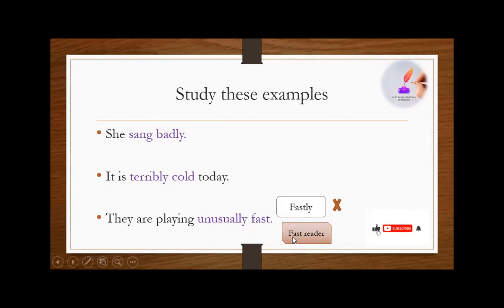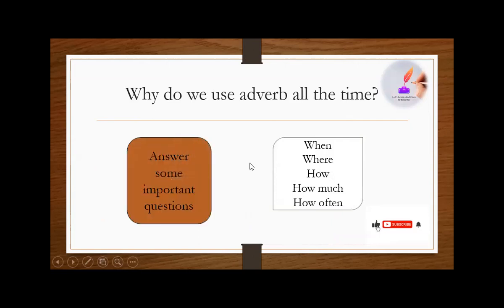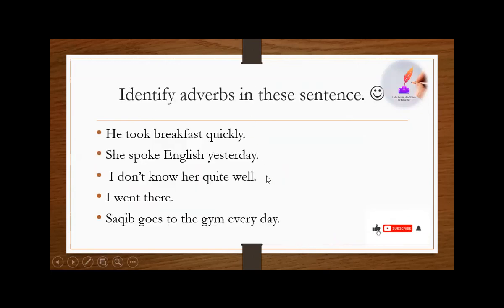If you say he is a fast reader, now over here in this sentence, this fast is an adjective. So whenever fast comes before a noun, try to understand that it is an adjective. But if you come across fast at the end of a sentence, it is an adverb. Hope you have got this example. Why do we use adverbs all the time? We have to answer some important questions like when, where, how much, and how often. So that is why we use adverbs in the English language.